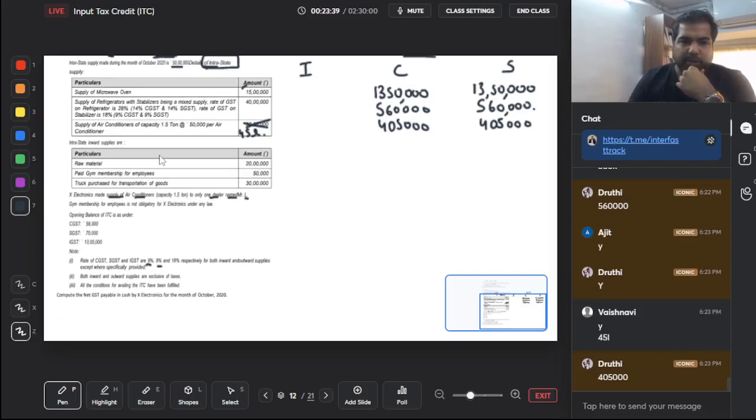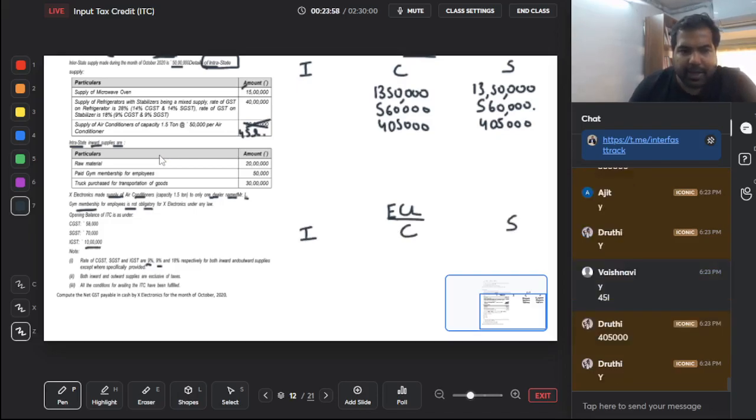Now let's see your purchases. Inward supplies: raw material, paid gym membership, truck purchase for transportation of goods. Gym membership is not obligatory. Alright, so this is the electronic credit ledger. Is there an opening balance, I, C and S? Yes, 10 lakhs is the IGST balance. A lot of balance, guys. CGST has 58,000 and SGST has 70,000.